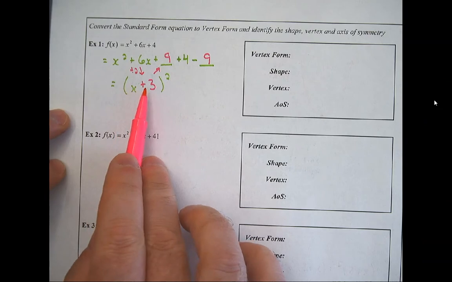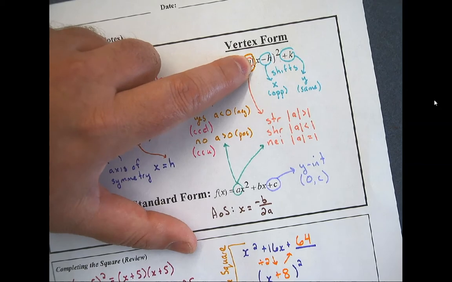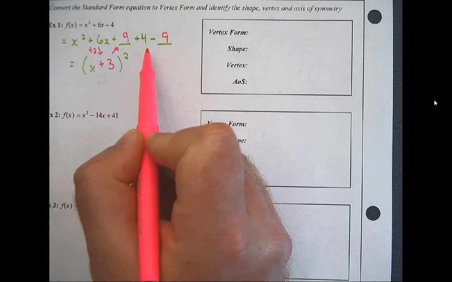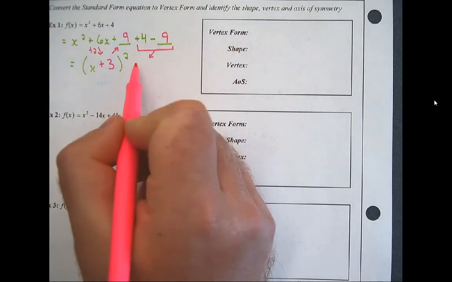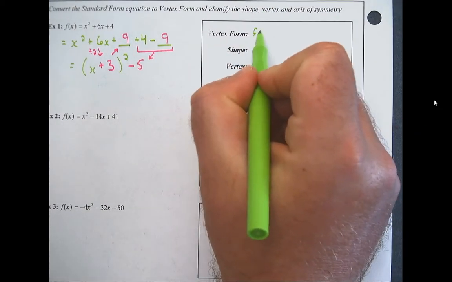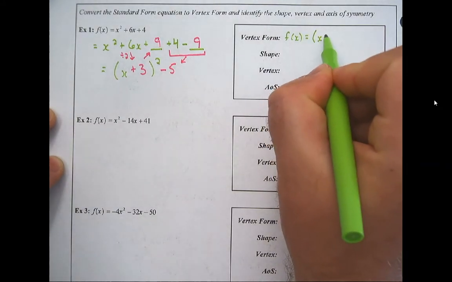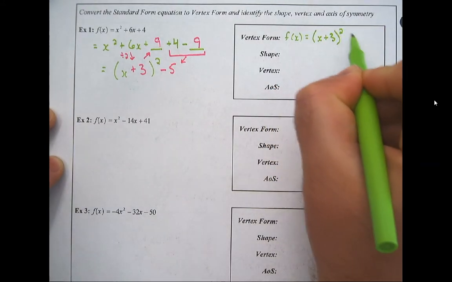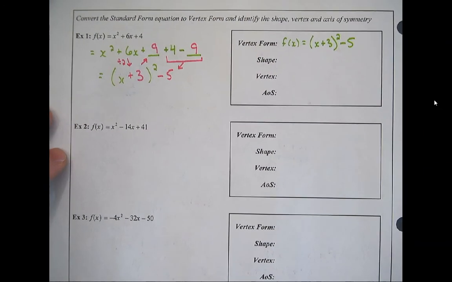I like this in its new format because that's what vertex form looks like. Vertex form looks like something inside of a squared with something added on the end. So I'm going to leave this in its format, and these 2 things are going to come together. 4 take away 9 ends up being minus 5 to make the rest of my equation. So now I have an equation in vertex form. F of x equals the quantity of x plus 3 squared subtract 5.